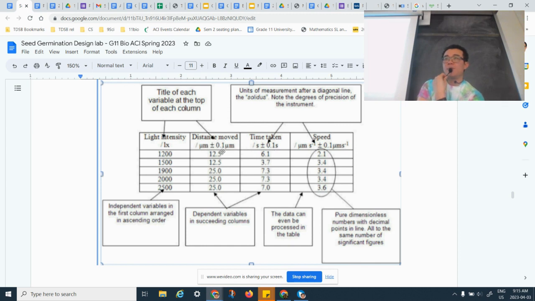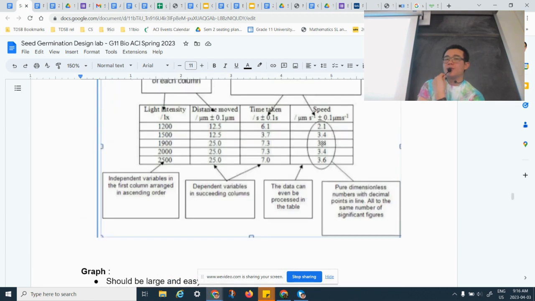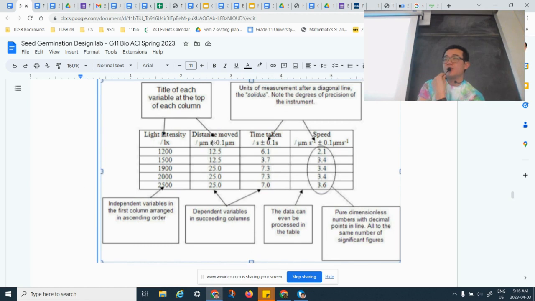This here, the plus or minus 0.1, is what you call an uncertainty, especially for your instruments. In this case, your uncertainty would typically be the smallest value, in terms of number of decimal places.